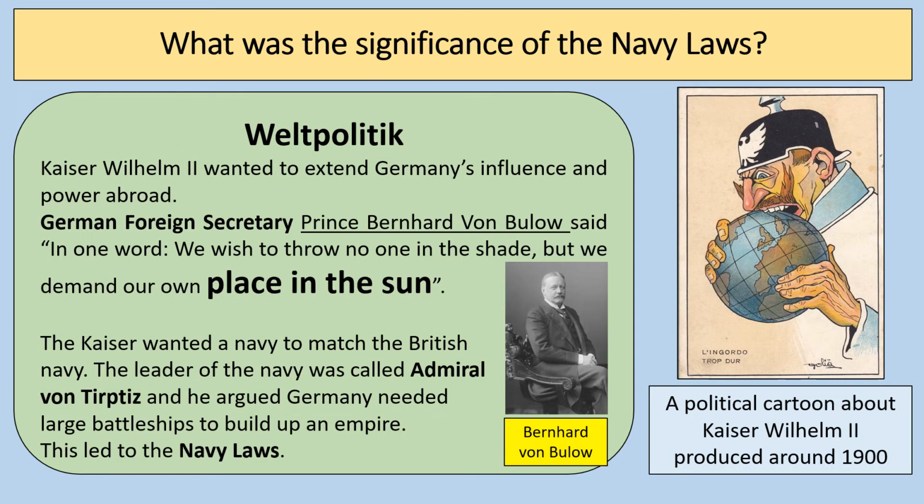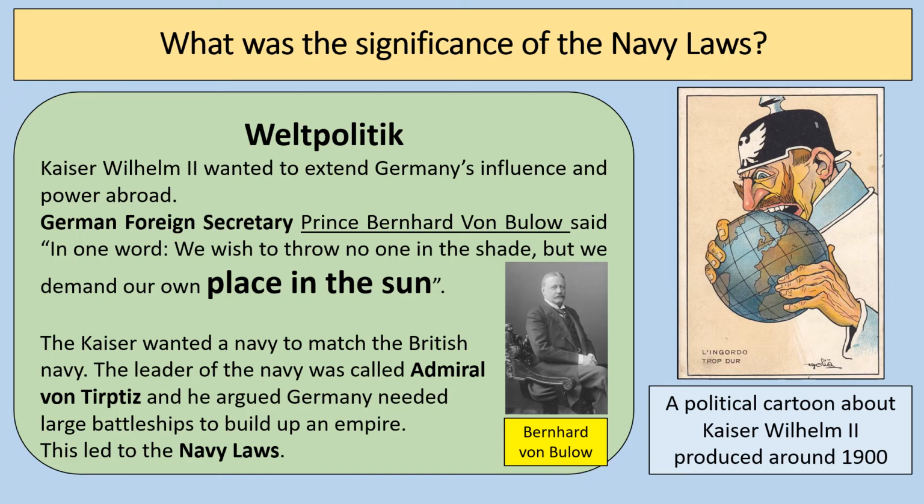So the Navy laws. Kaiser Wilhelm II, we've talked about how he had a policy of Weltpolitik. Lovely little cartoon there about Kaiser Wilhelm II, produced around 1900. Now, the German Foreign Secretary, Prince Bernhard von Bülow, famously said, and this is a nice quote worth remembering, "In one word, we wish to throw no one in the shade, but we demand our own place in the sun." And that's a really important quote to remember. You see, the Kaiser wanted a navy to match the British Navy. We talked about how he'd spent time in Britain when he was younger, as a grandson of Queen Victoria.